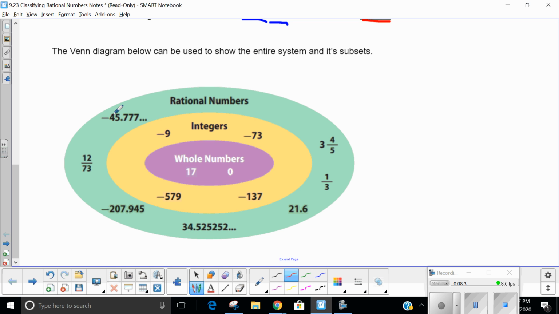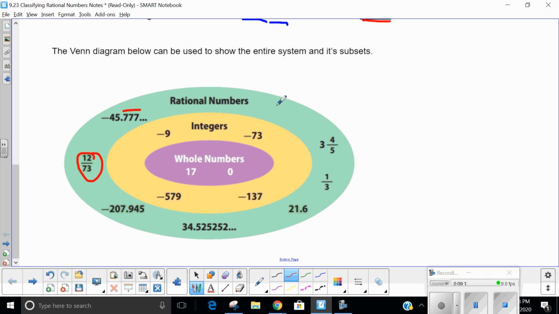So if you look here, -45.777777. This is repeating, the 7 repeats. So this is a negative repeating decimal, so that belongs in the bigger group called the rational numbers. For instance, we have this fraction, 12 over 73. That's a fraction in the form A over B, 12 over 73. So that is a rational number.